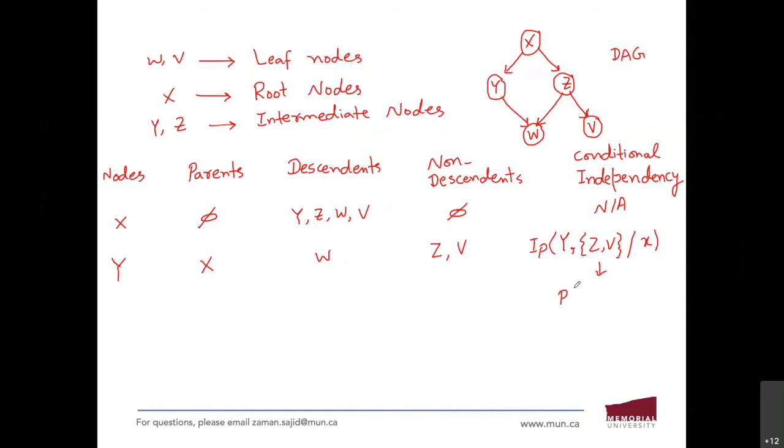probability of Y given X, Z, and V. Now, on the network, Z has no effect on your Y, and the same is true with V. V does not have any effect on Y, so this conditional probability can be written as probability of Y. However, X does affect your Y, so X will stay there only. That's how you solve the conditional independencies.